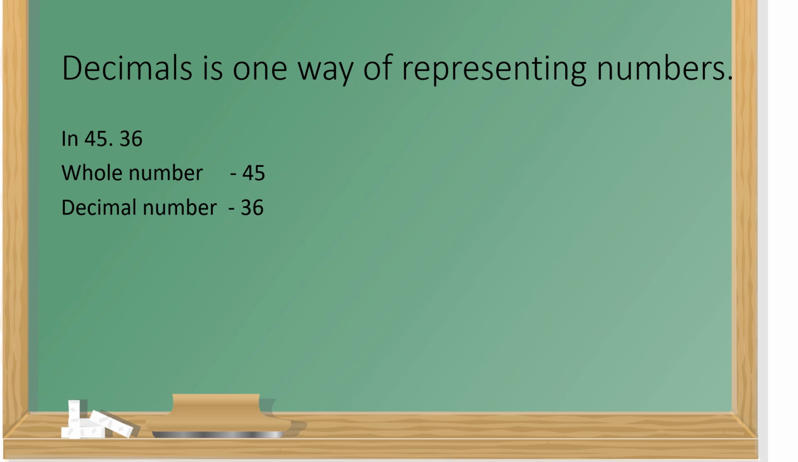What are decimals? Decimals is a way of representing a number. Let us take an example of 45.36, where 45 is your whole number part and 36 is your decimal part. Whole number part is any number which is before decimal, and decimal part is any number that is after decimal.